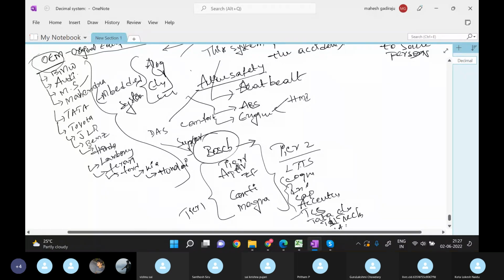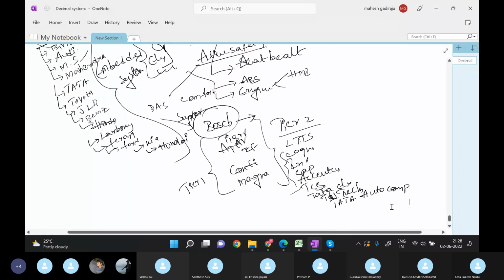Tata Automotive, auto components, they call it auto components. Then who else? Many are coming here now. Cient.